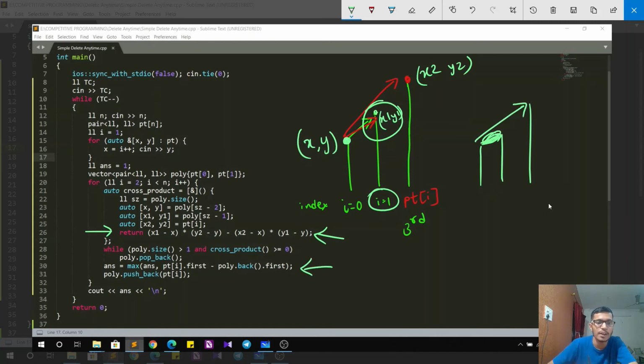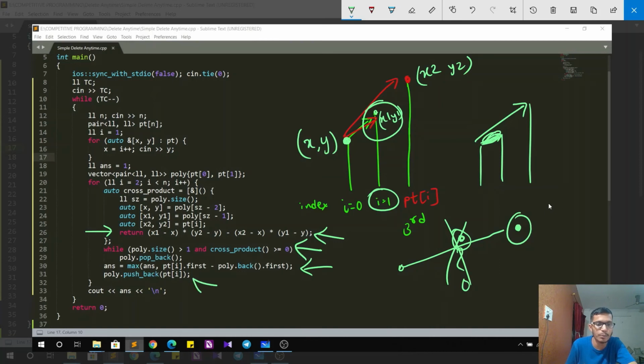That is taken care of over here in line number 28, where it's written: while poly dot size greater than 1, that means I have at least 2 points in my polygon, and I'm checking for a better third point whether to drop this point. If poly dot size is greater than 1 and the cross product is greater than or equal to 0, I drop my last point in the polygon, and finally once this process is finished, I push back this point in my polygon.